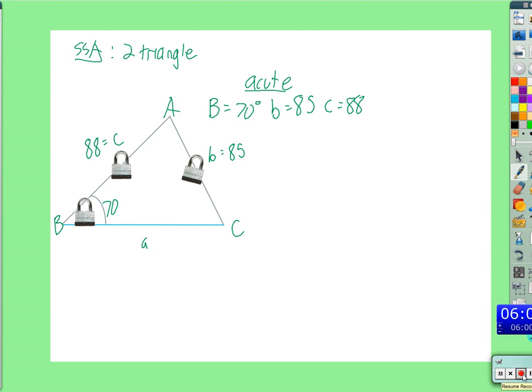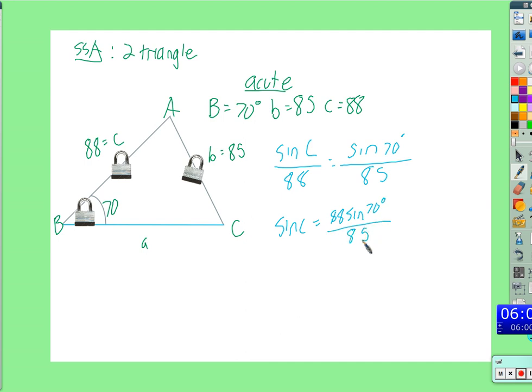All right, I'm going to run this real quickly. Hopefully you did something similar to this. We have this angle and this side, so that's going to set up one fraction in this law of sines. We also have this side, so we're going to solve for its opposite angle. So we'll take the sine of C over 88 equals the sine of 70 over 85. So multiply by 88 on both sides. Sine of C equals 88 sine 70 over 85. And to get C, we'll just take the inverse sine of this number, whatever it comes out to be.